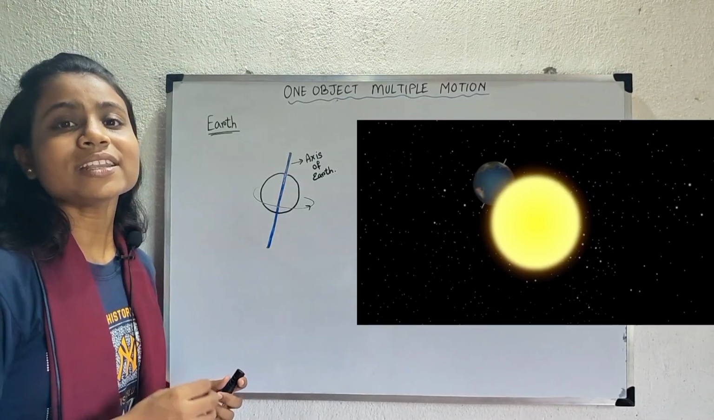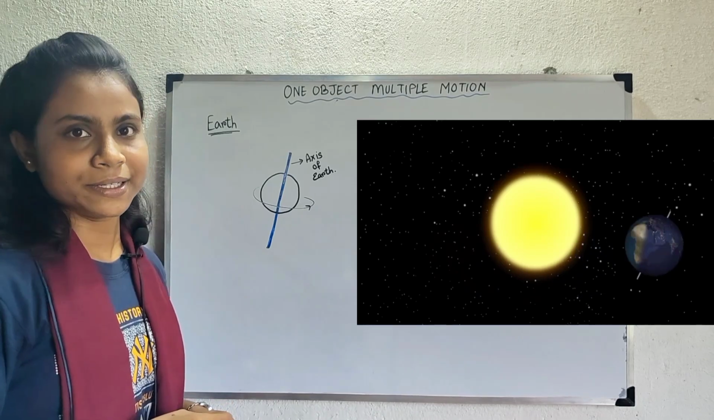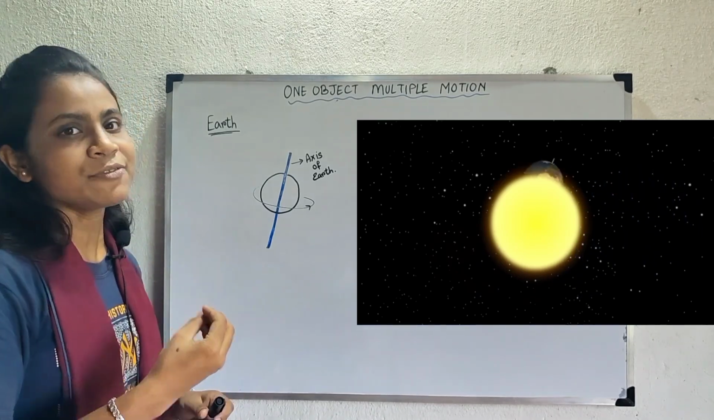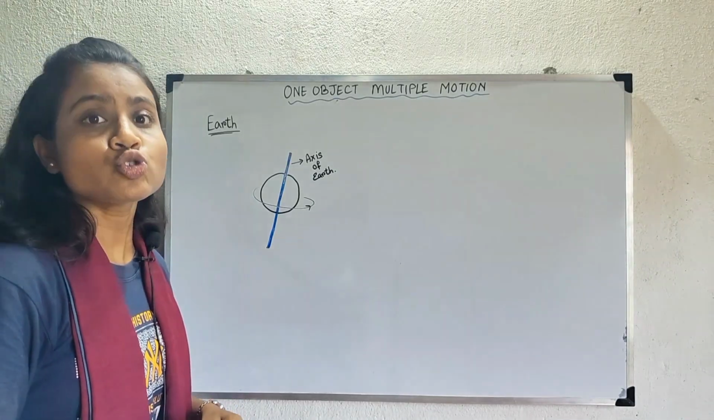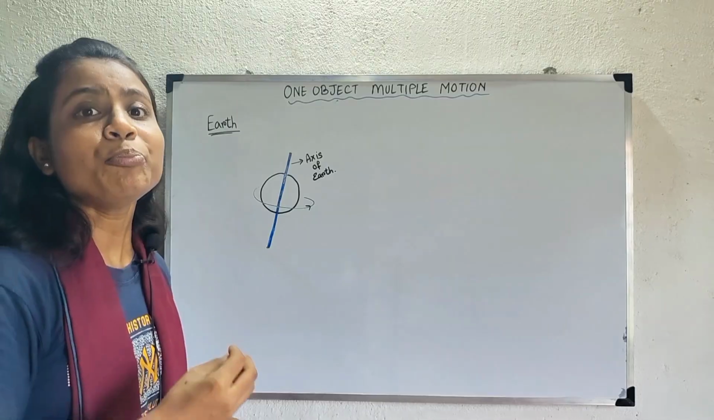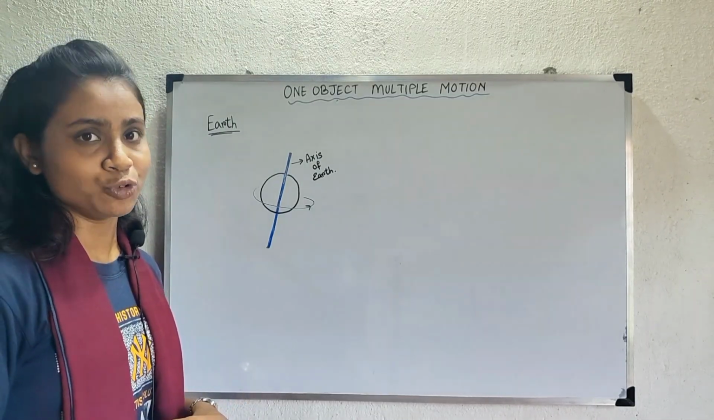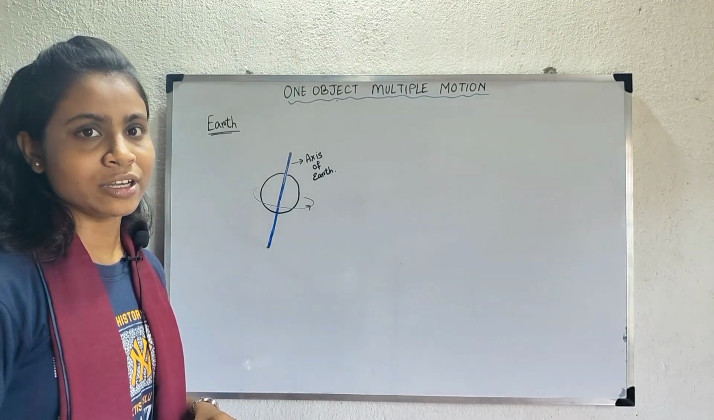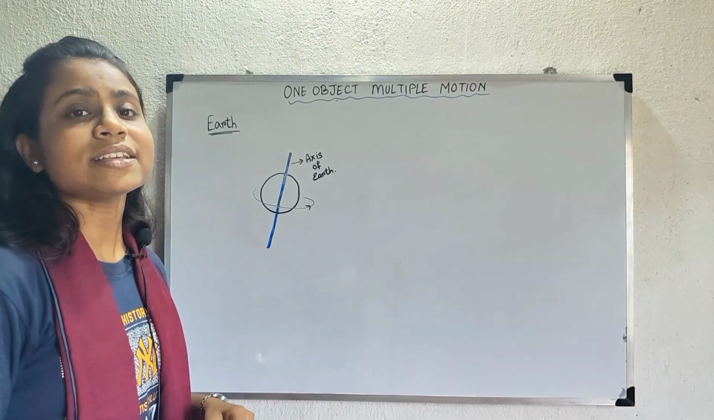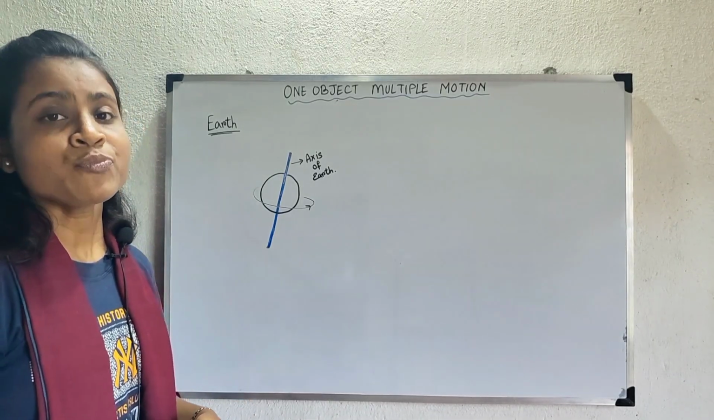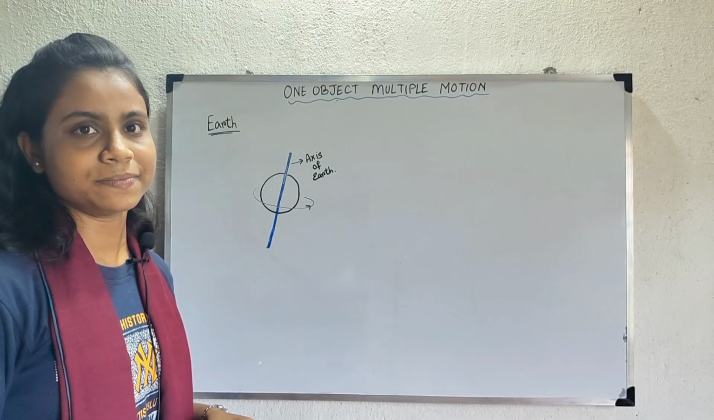Again, we know that Earth revolves around the Sun once in every 1 year. Hence, this revolution is repeated after a certain interval of time. So, this is an example of periodic motion. So, Earth shows two types of motion. One is rotational motion where the Earth rotates about its imaginary axis, and the second one is periodic motion where the Earth revolves around the Sun once in every year.